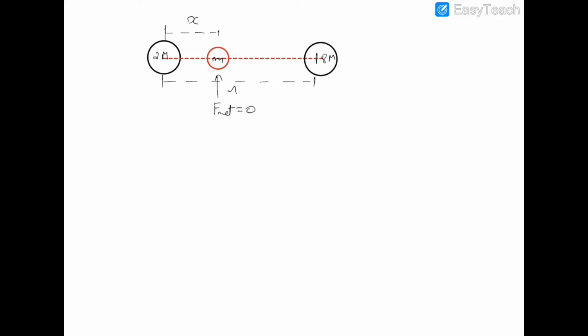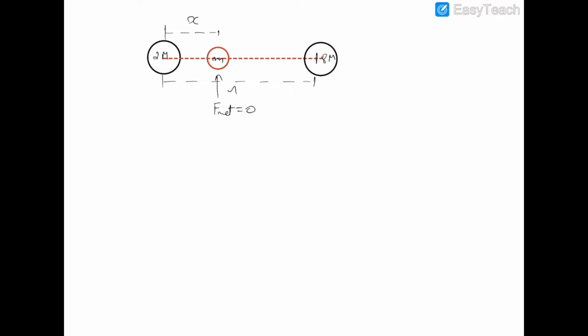Now continuing from the previous question where we left, in this question we have to find out the distance x at which we should keep this mass m so that the net force acting on this mass is 0. So let us suppose that the distance of this mass m is x from this 2m. First of all we have to find out the simplest ratio. We are doing this question by that trick which I have demonstrated in the previous video.